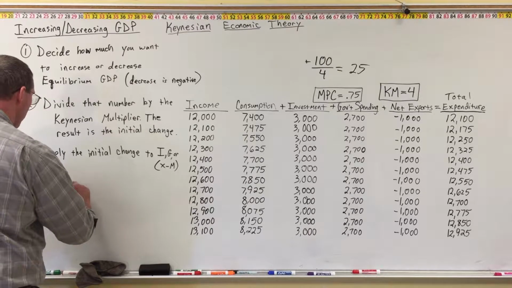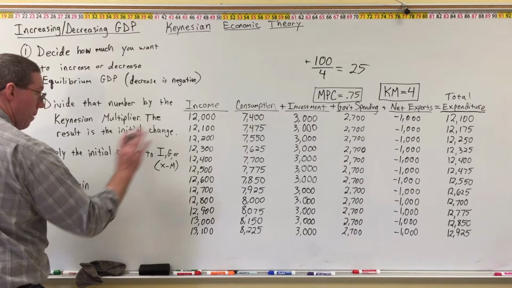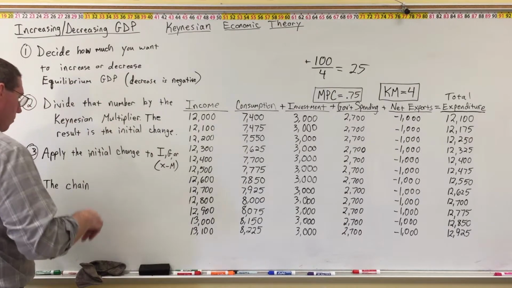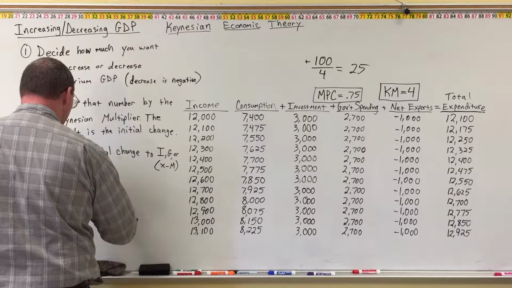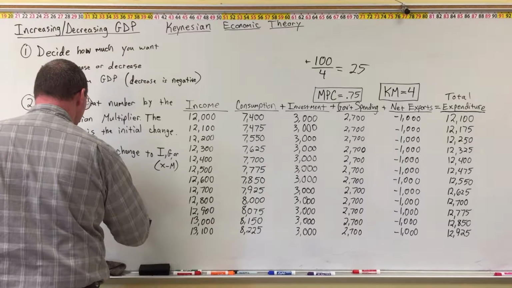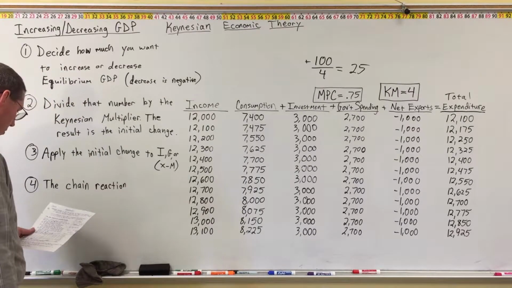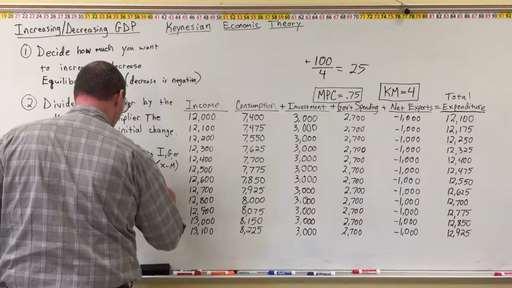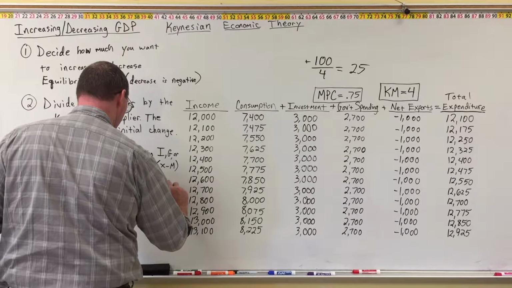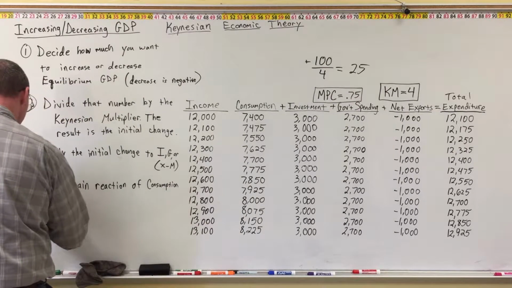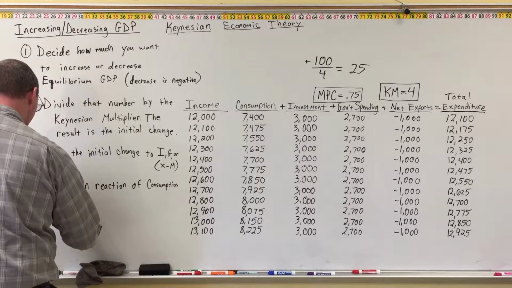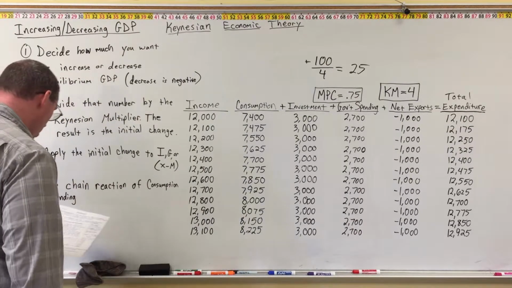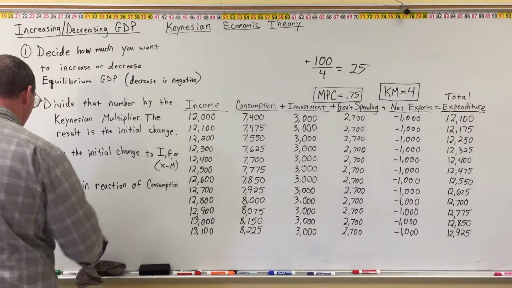You don't have to do the chain reaction. It's going to happen automatically in the table, or conceptually it's automatically going to happen. The chain reaction of consumption spending will move GDP to the desired level.